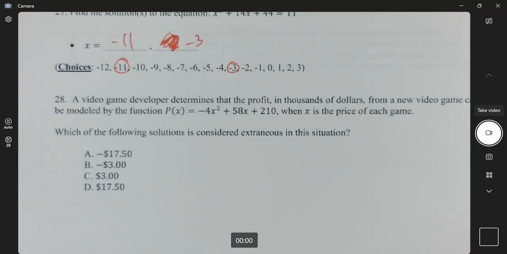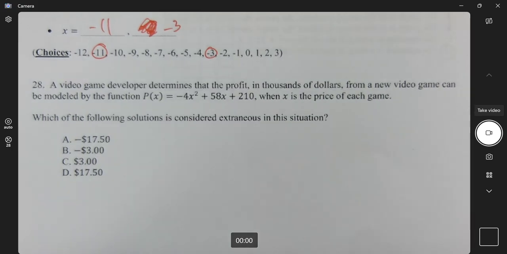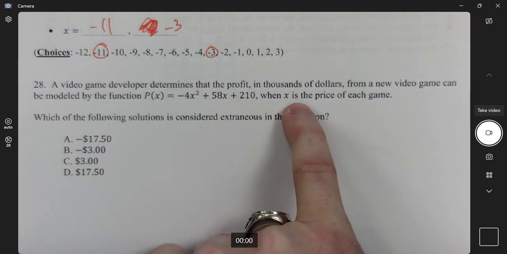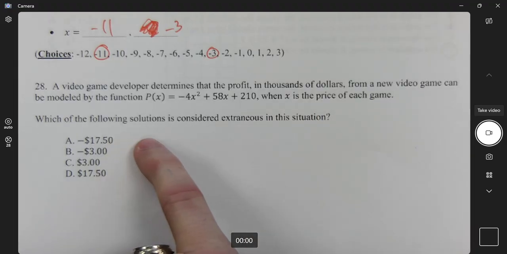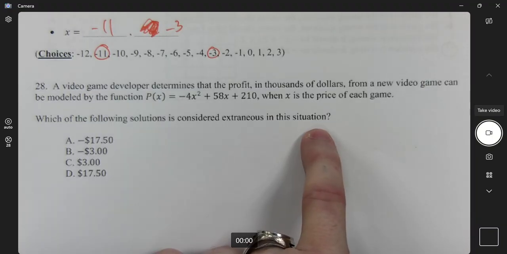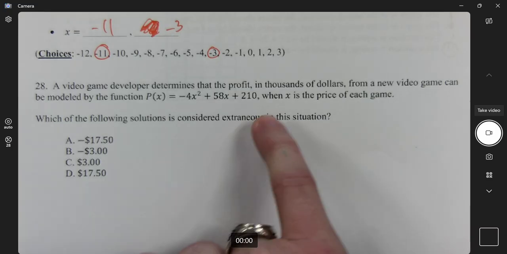A video game developer determines that the profit in thousands of dollars from a video game can be modeled by this equation. So here's my profit equation when x is the price for a game. Which of the following solutions is considered extraneous in this situation? Okay, the worst part about this one is knowing what this word means. Extraneous means an answer that doesn't make any sense. So what kind of answers don't make sense when you're talking about the price of an item?